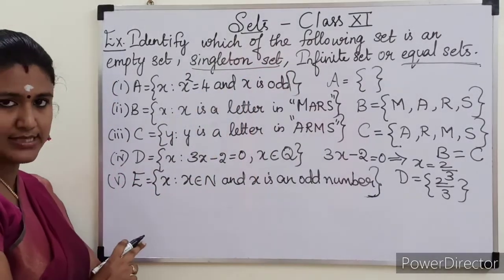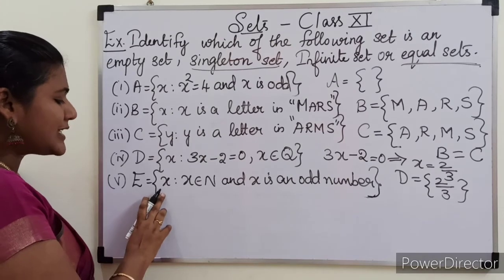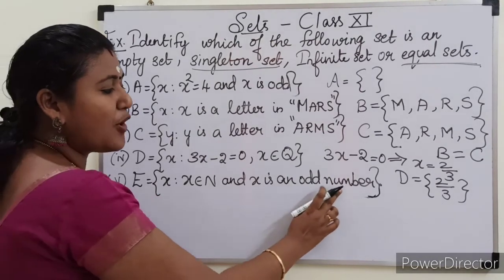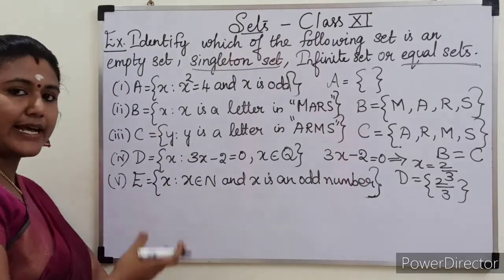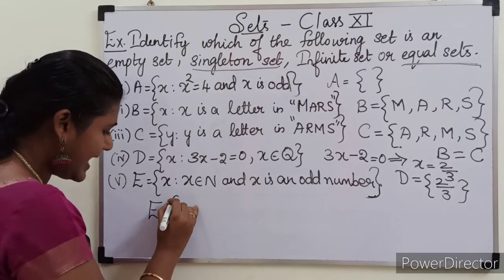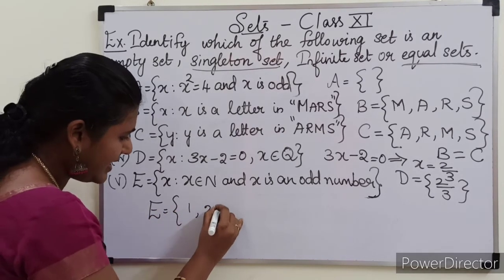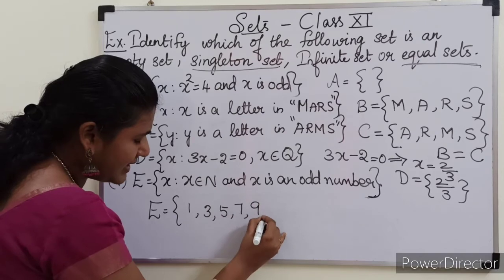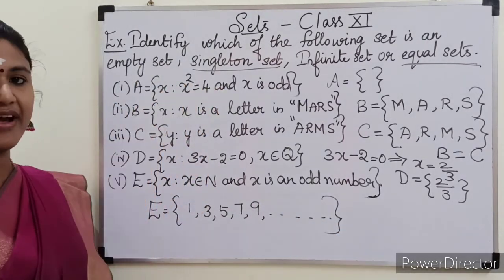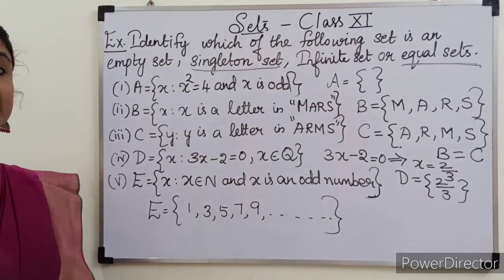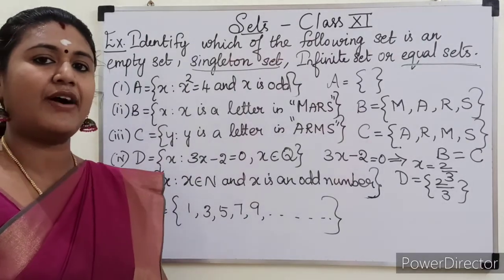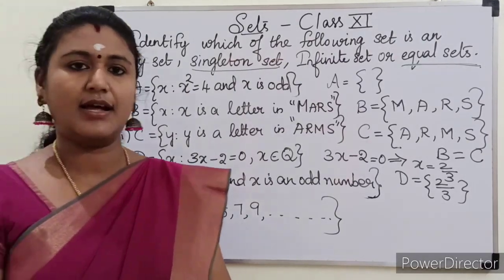Now the last set E is equal to the set of all x such that x belongs to N and x is an odd number. So x is a natural number and an odd number also. We will write E as {1, 3, 5, 7, 9, ...}. This set is an example of an infinite set because it contains an infinite number of elements. So this is how we can identify different types of sets. Thank you, students.